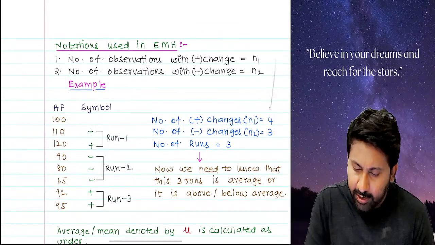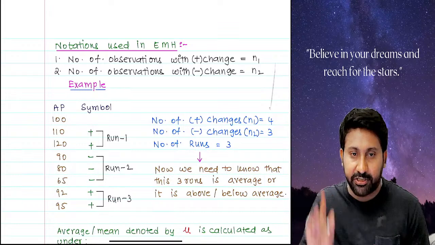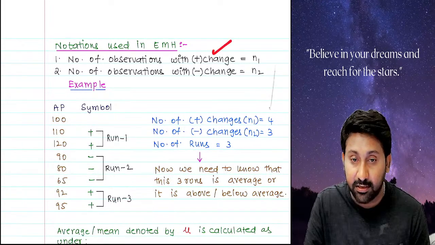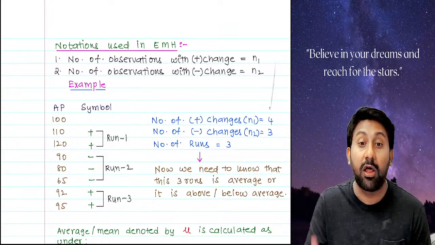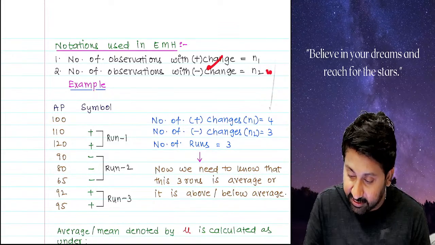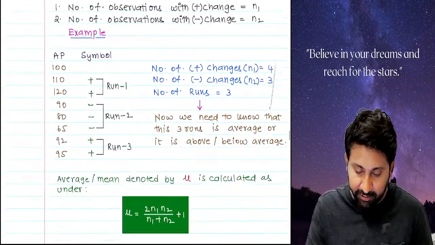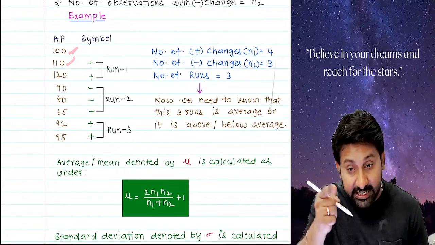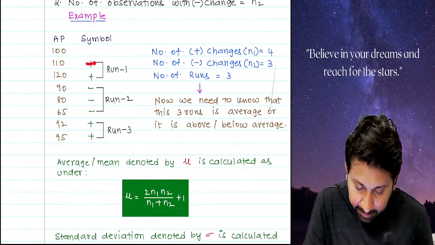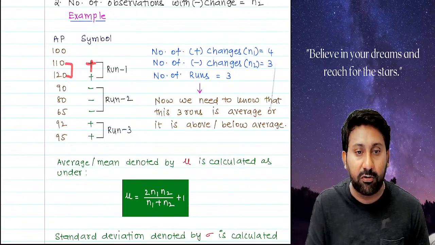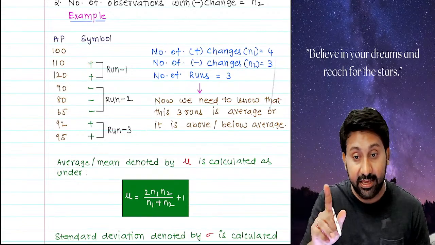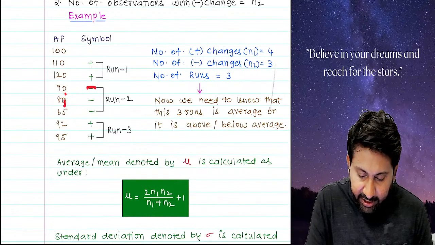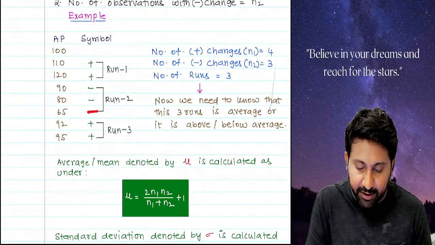How to do it? You will be given information. All increases notated with plus will be N1. All notations with minus will be called N2. Information will be given like this: 100 to 110, an increase, plus. 110 to 120, again an increase, plus. 120 to 90, minus. 90 to 80, minus. 80 to 65, minus.